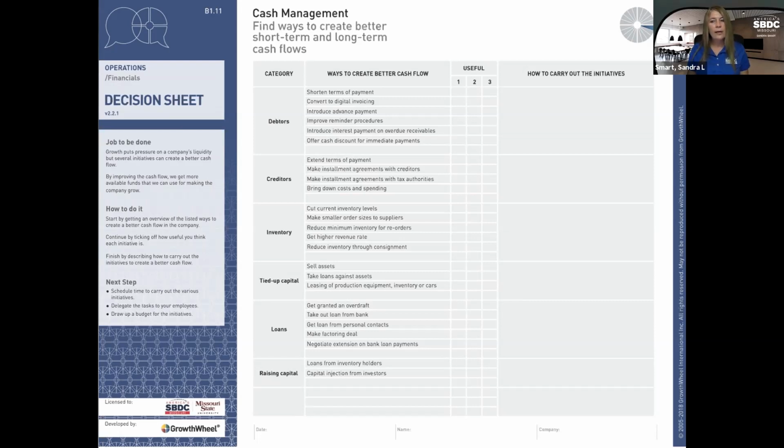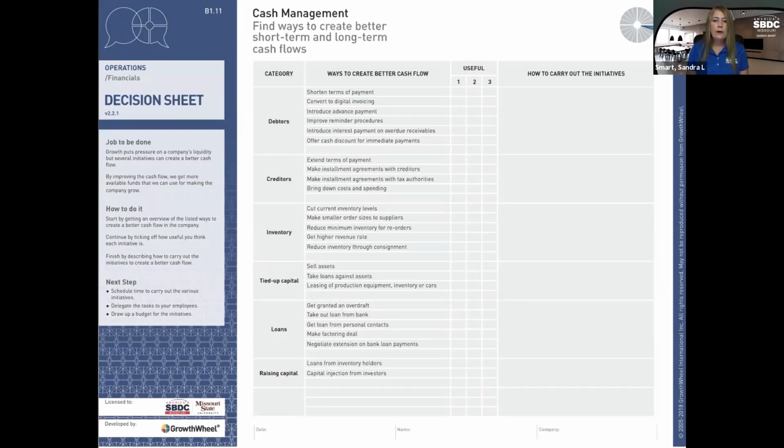And then off to the right-hand side, you need to jot down how you are going to carry out that initiative if it's a good fit for your business. Who's going to be in charge of it? Just some high-level key steps so that you can move the process forward.